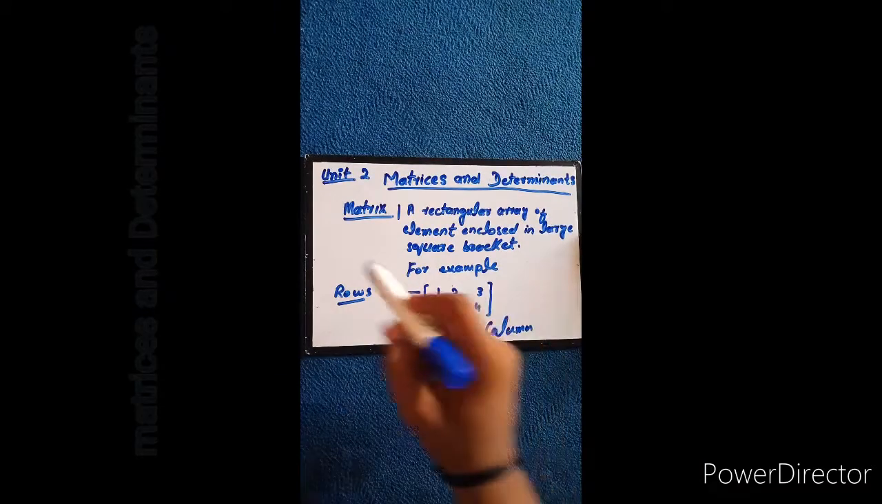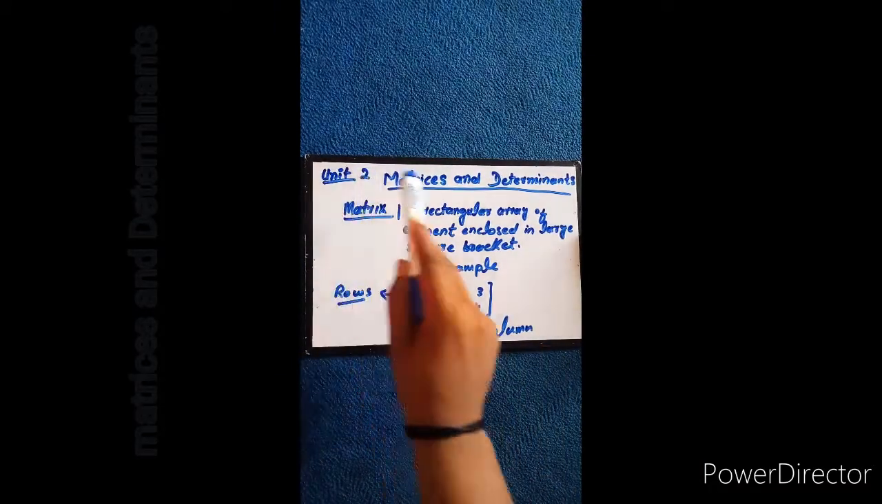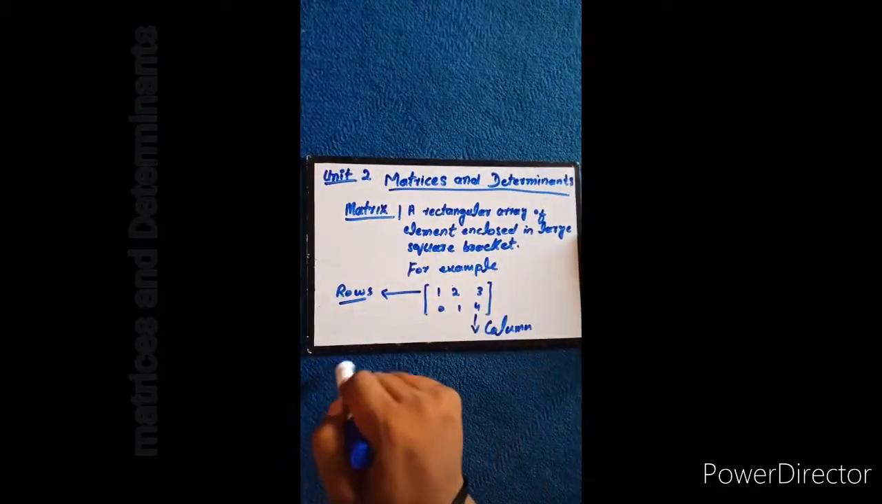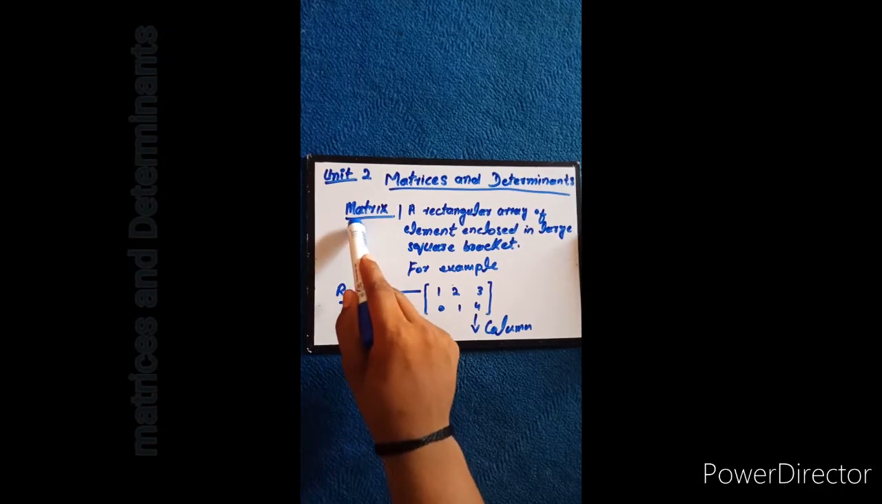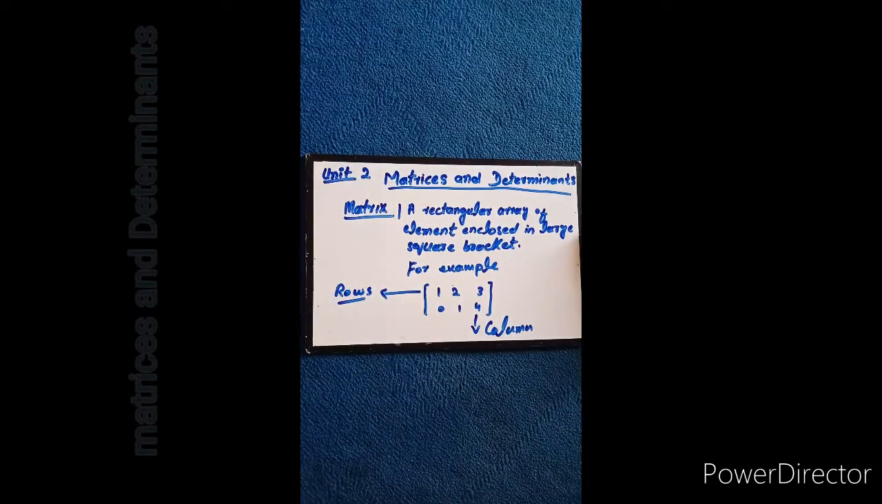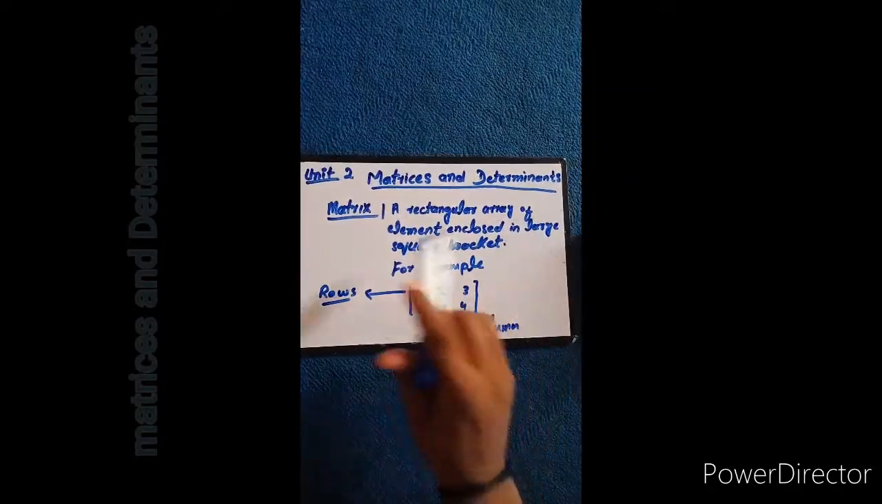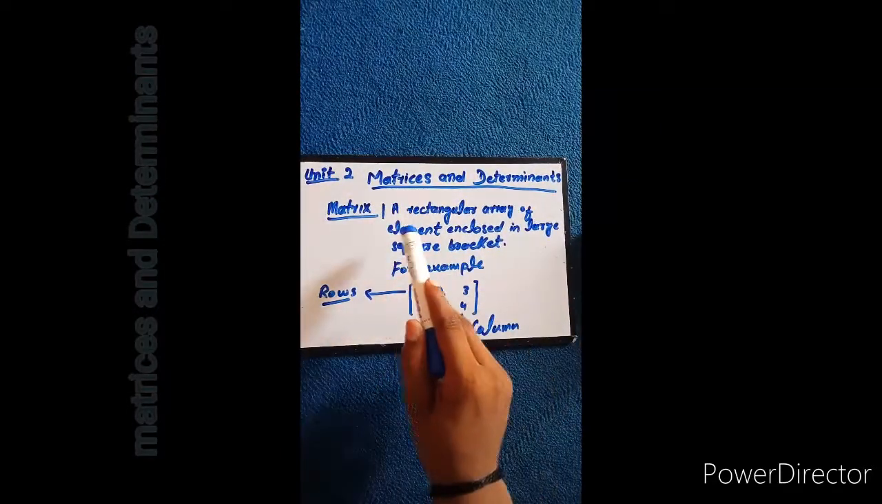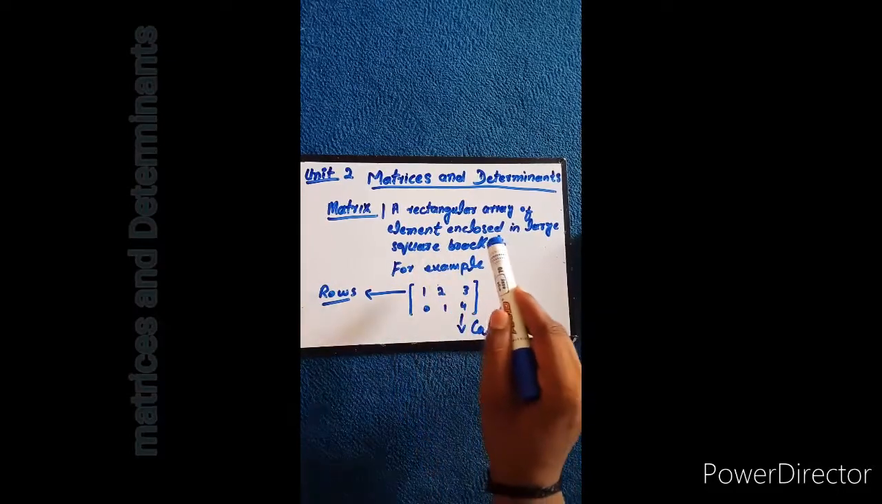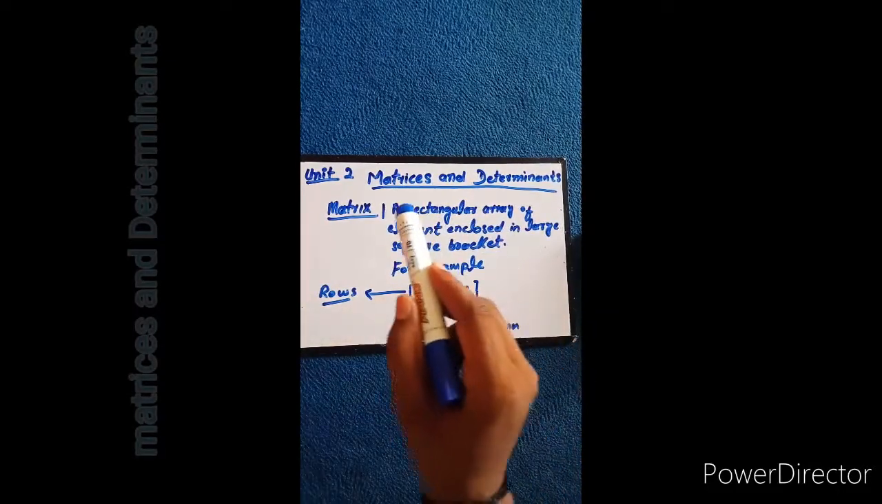Today I am going to start Unit 2, Matrices and Determinant. First, we will define what is a matrix. What is a matrix? A rectangular array of elements enclosed in a large square bracket is called a matrix.